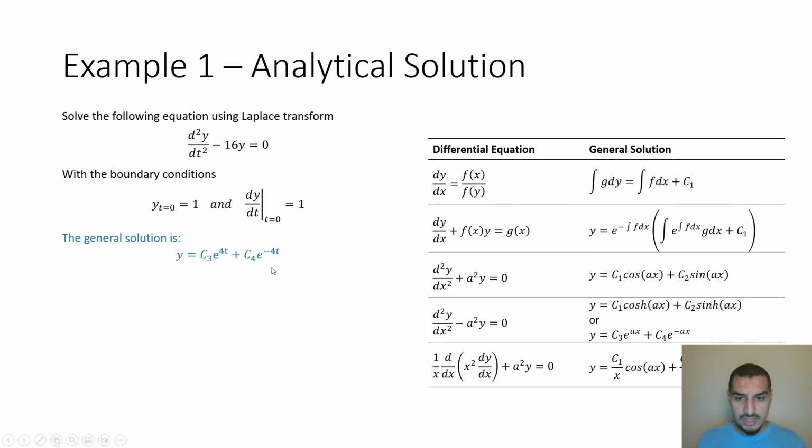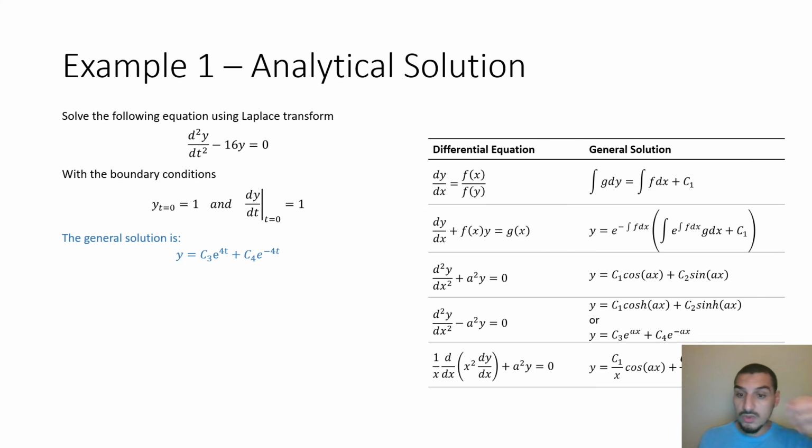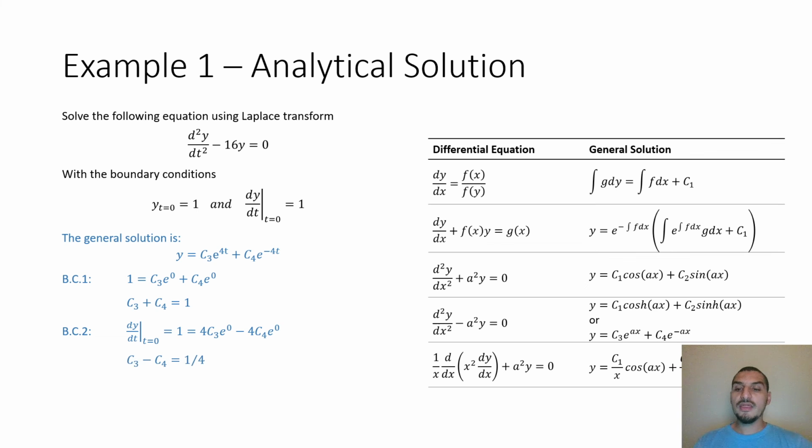If you look at the solution that we just got, there is exponential of minus 4t and exponential of plus 4t. So we're getting close, but now we need to get the constants. To get the constants we substitute with the first boundary condition and then get the derivative to get the second boundary condition, substitute each time with t equals 0, and then you get two equations and two unknowns, and from these two equations you get C3 and C4, and you get the exact same equation that we got using Laplace transform.